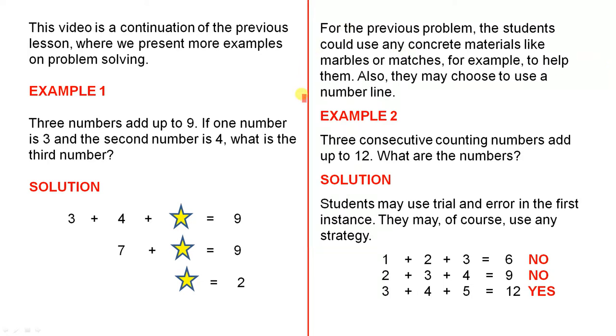Example 1, 3 numbers add up to 9. If one number is 3 and the second number is 4, what is the third number? So for the solution, we know the first number is 3, the next one is 4, and we have to find the third one. And it says they add up to 9, so that's the plus sign. So 3 plus 4 is 7, so 7 plus the third number add up to 9. If we count on from 7 to get to 9, that gives us 2 places. So in other words, the star must equal 2.